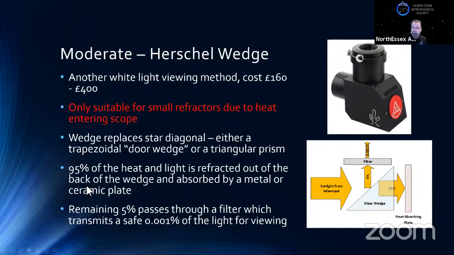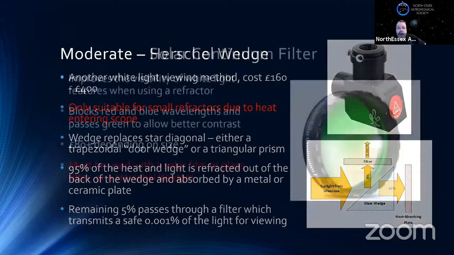It's nice and robust, it's nice and solid. It potentially gives a slightly better contrast, a slightly better view than a front-mounted filter on a small scope. It's quite portable. So, horses for courses, but all those three methods, so solar film, glass filter, and Herschel Wedge, will give you the same features on the sun.